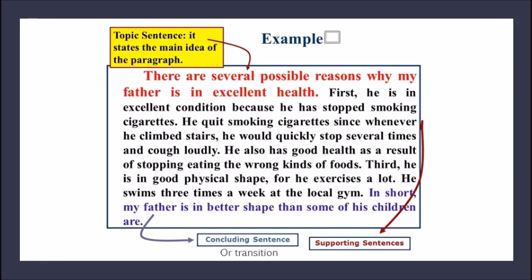Now we need a concluding sentence. In short, my father is in better shape than some of his children are. So we've kind of sandwiched that information in with, first I'm going to talk about his health, and then as a summary, he's in good shape. So that purple sentence and the red sentence are very similar and have similar jobs. The red one says, hey, here's what I'm about to talk about, and the purple one says, here's what I just talked about. Now, that's an informative essay.